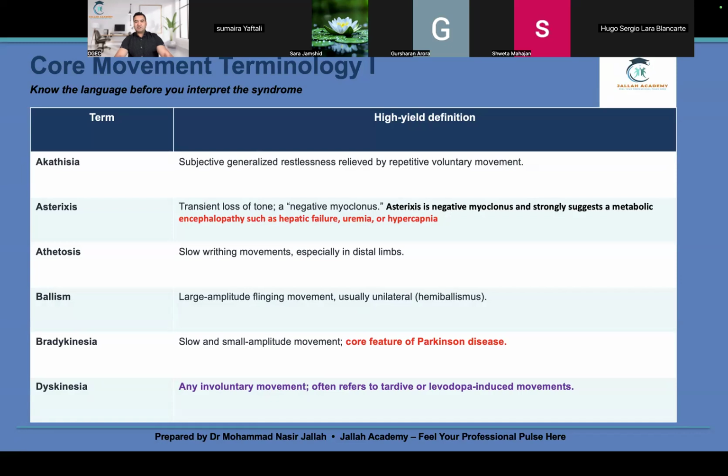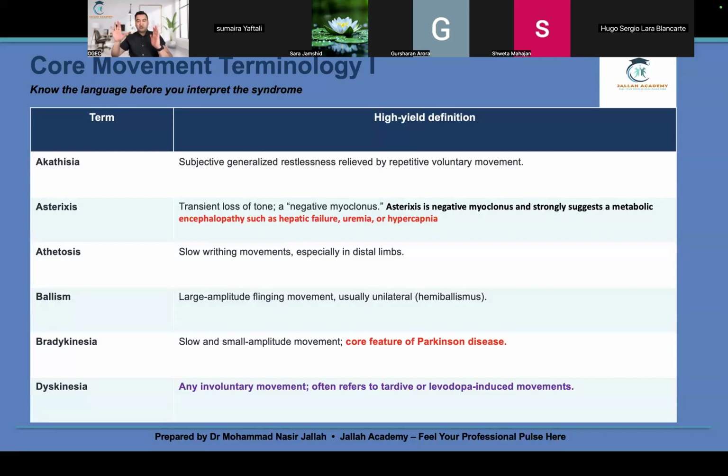Remember that when it comes to restlessness, two things might be in the options: one, akathisia, one, restless leg syndrome. Restless leg syndrome and akathisia, both of them are restlessness. But restless leg syndrome, if you notice, has leg in its name, so it's mainly lower limb, and mainly it happens at night.